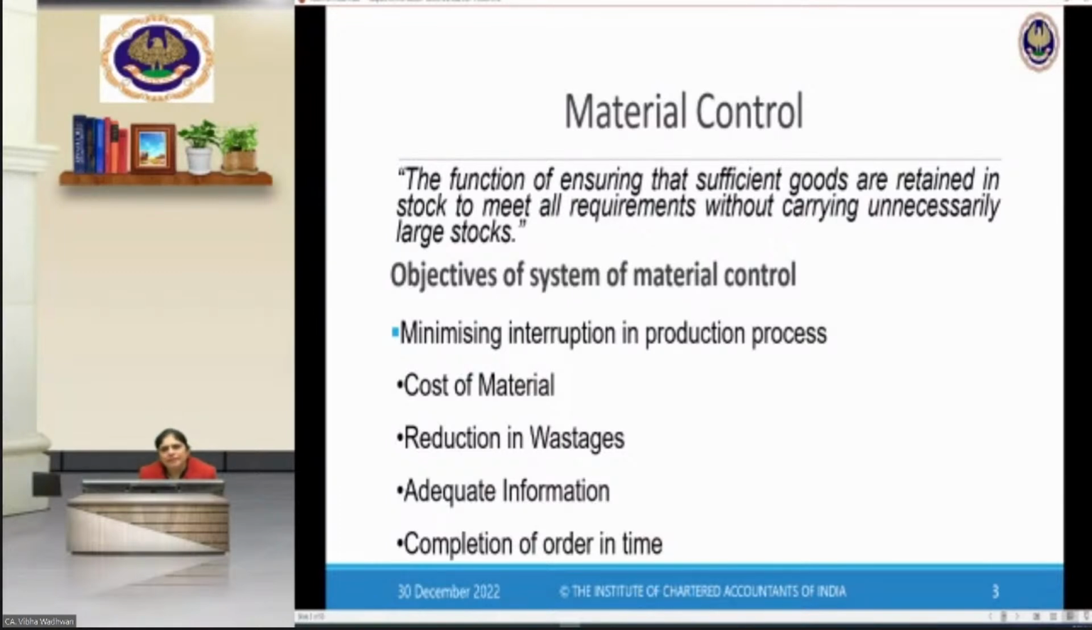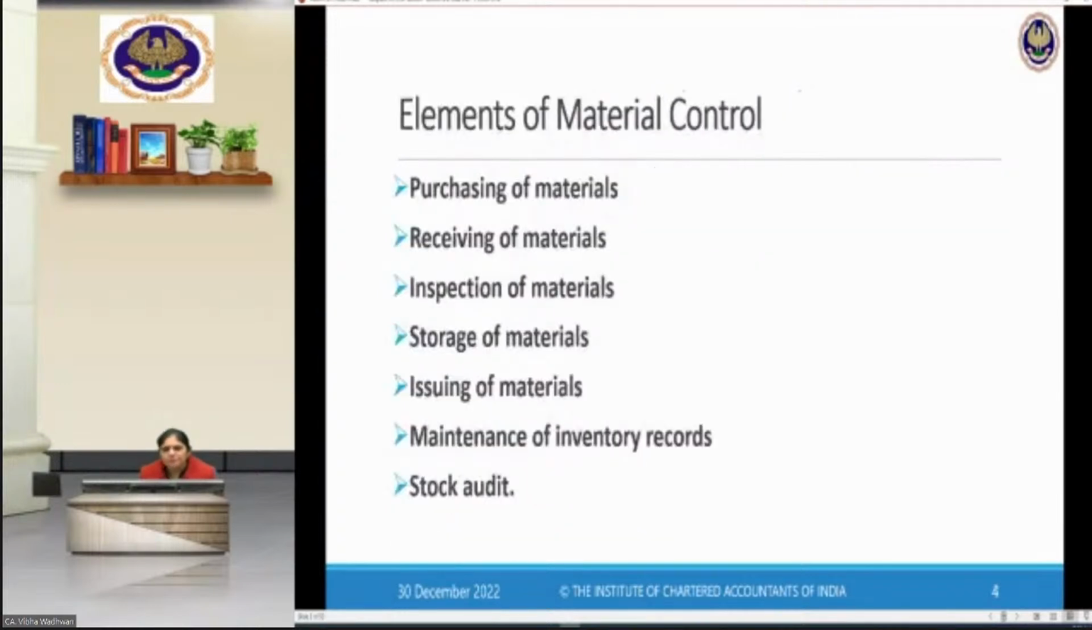Completion of order in time. Everything should be in time. Every job, order, or product should be completed on time, because everything is planned and predetermined in its own way, so there should not be any deviation or variation to that extent. Elements of material control: what exactly we do basically leads to material control only.